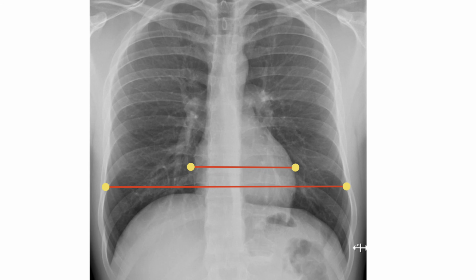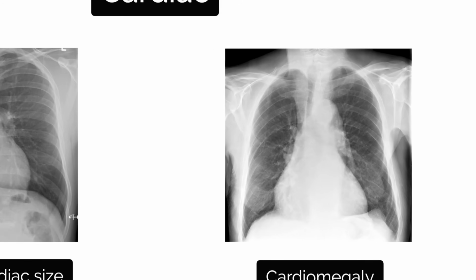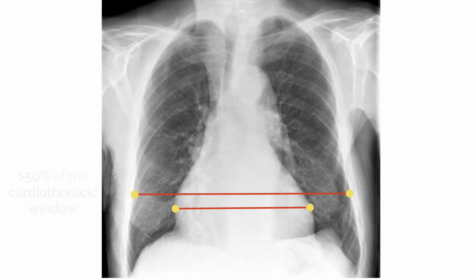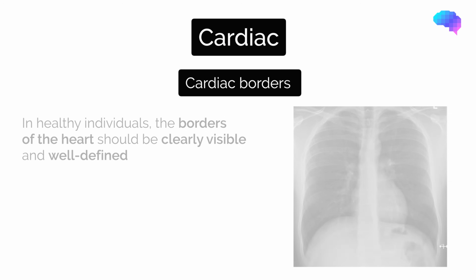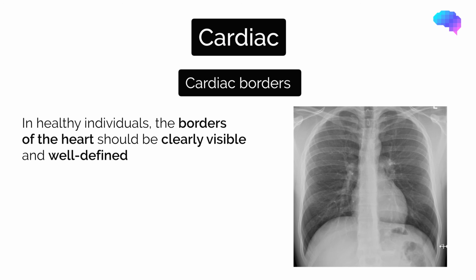When these are measured, the cardiac size is less than 50% of the thoracic window, and so this is normal. The film on the right clearly shows a patient with cardiomegaly, as the heart occupies a much larger area of the thoracic window. In healthy individuals, the borders of the heart should be clearly visible and well defined.